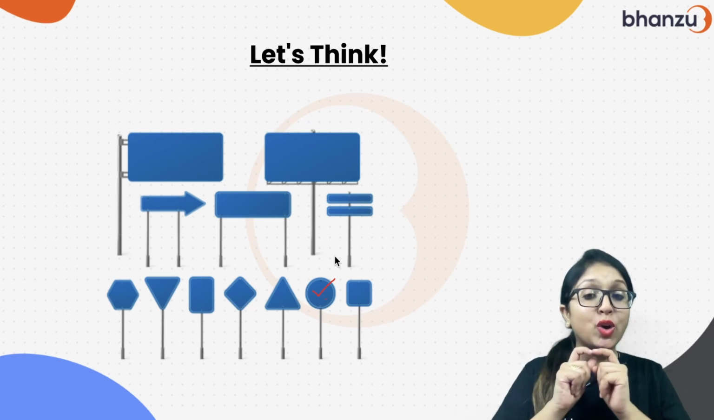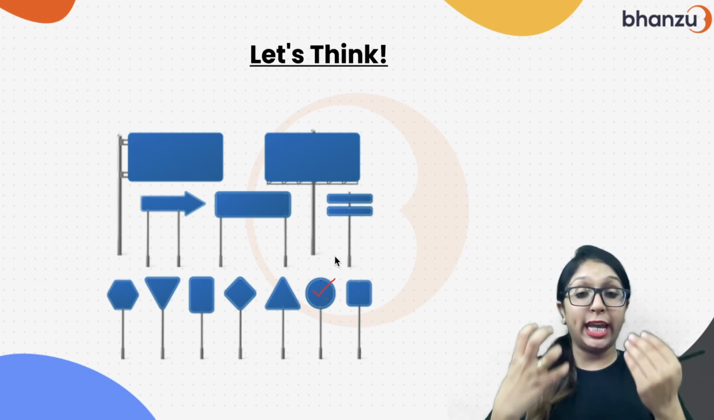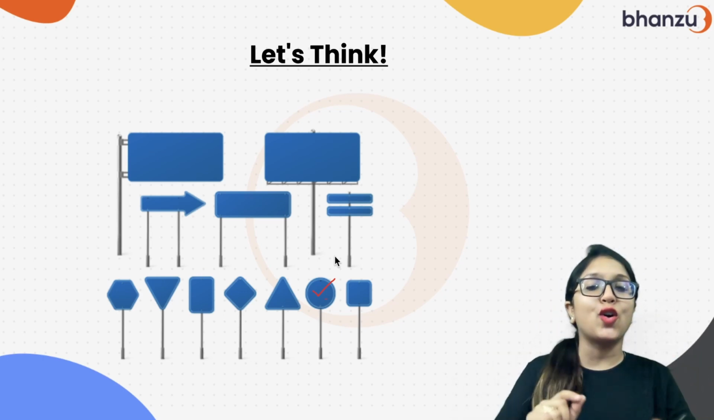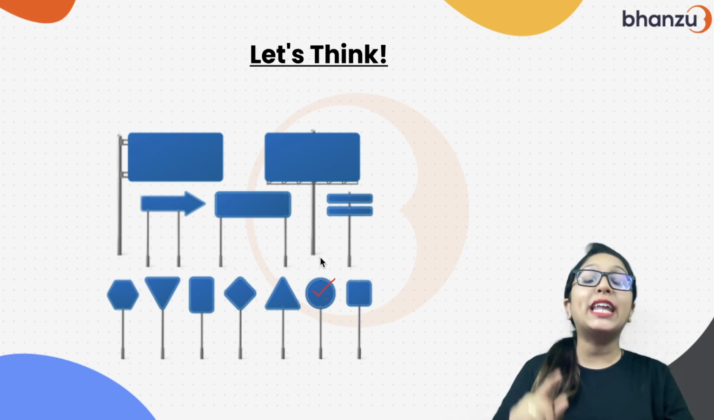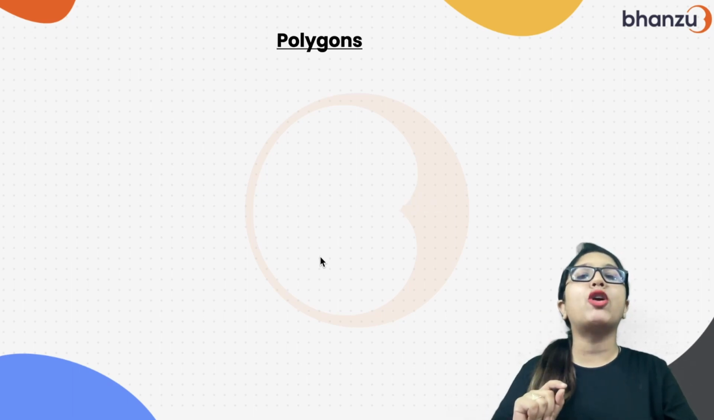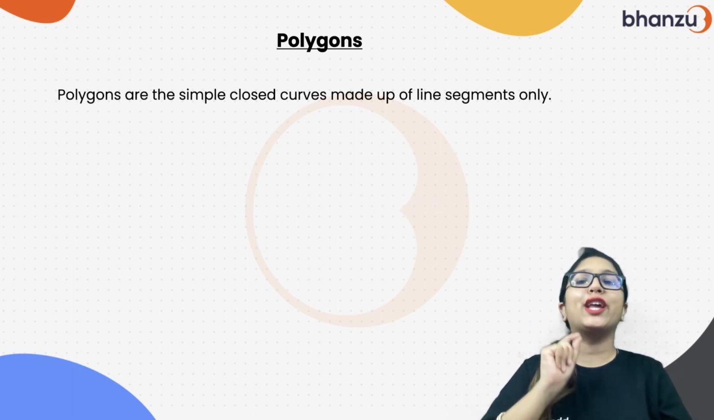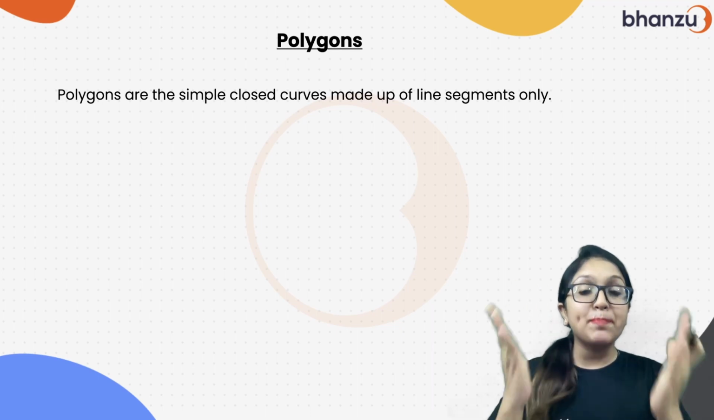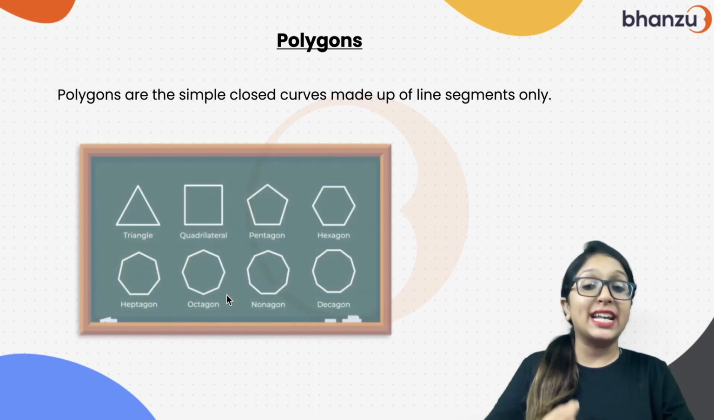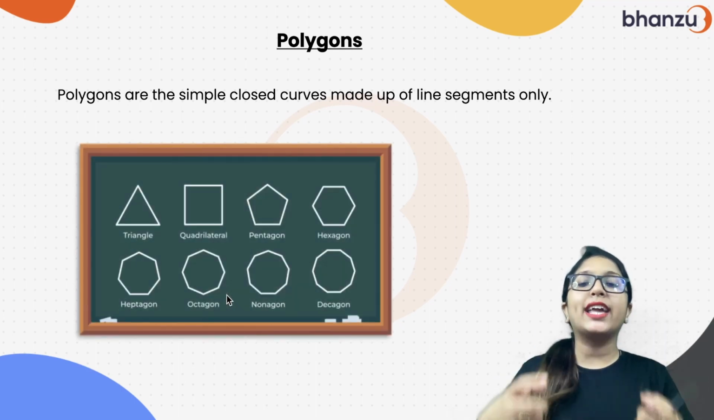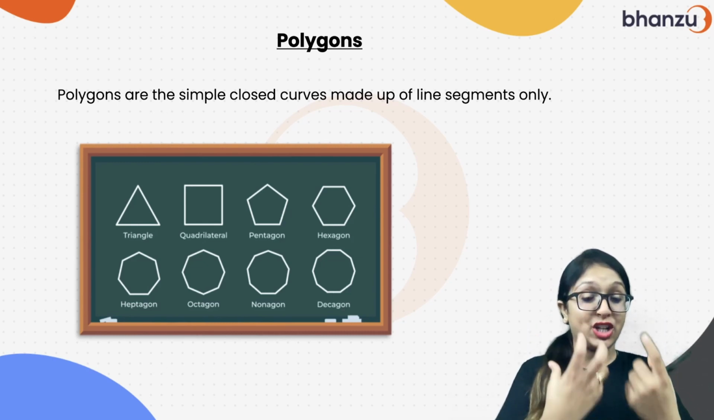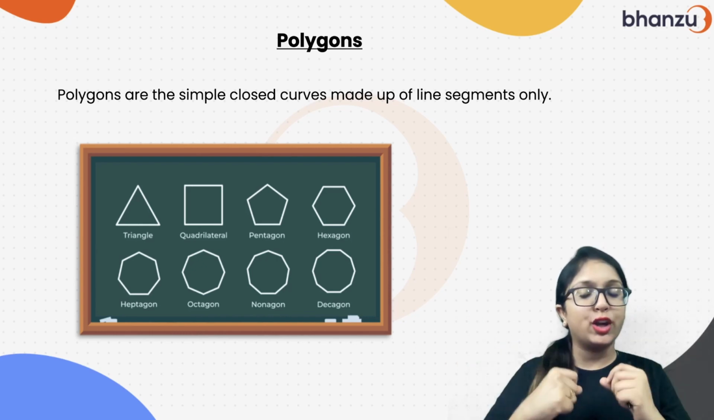My next question to you is, what do we call the shapes which are made up of line segments and they are closed also? If you don't know, then don't worry, because this is what I am going to tell you right now, because you have already learnt about it, and these are called polygons. So polygons are the simple closed curves made up of line segments only. We can see some examples over here. Triangle, quadrilateral, pentagon, hexagon, heptagon. You can see many more shapes, right? All of these are polygons, okay?